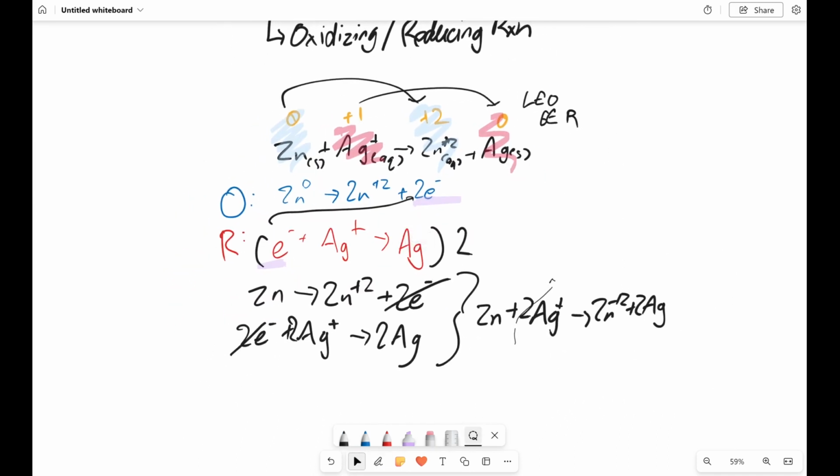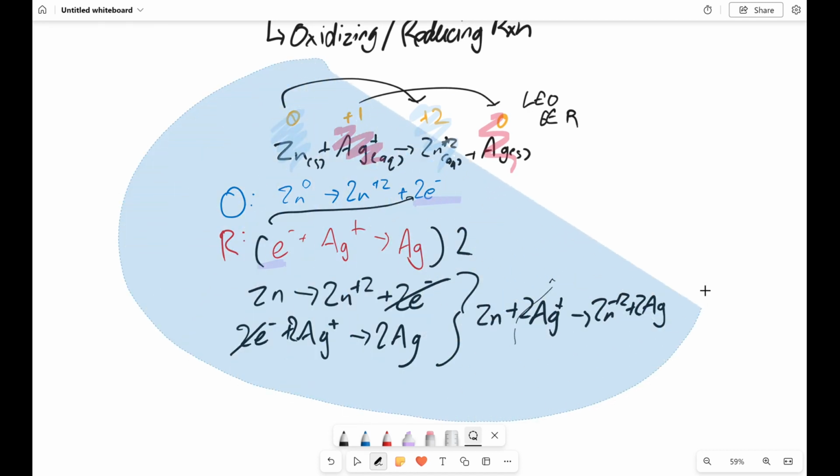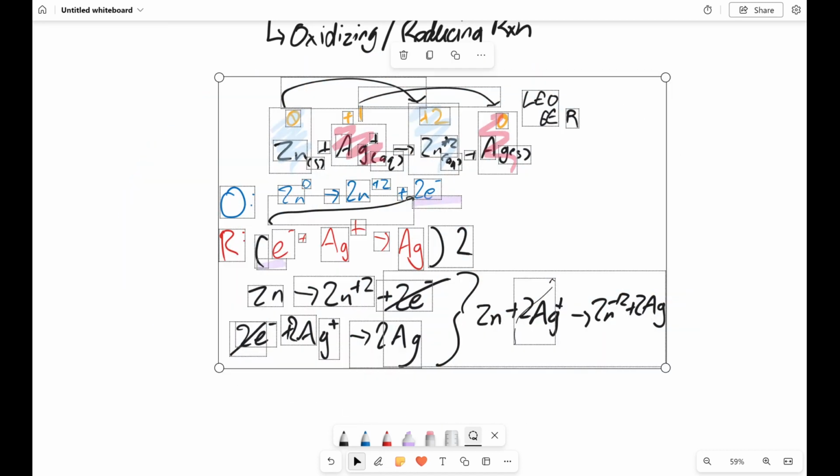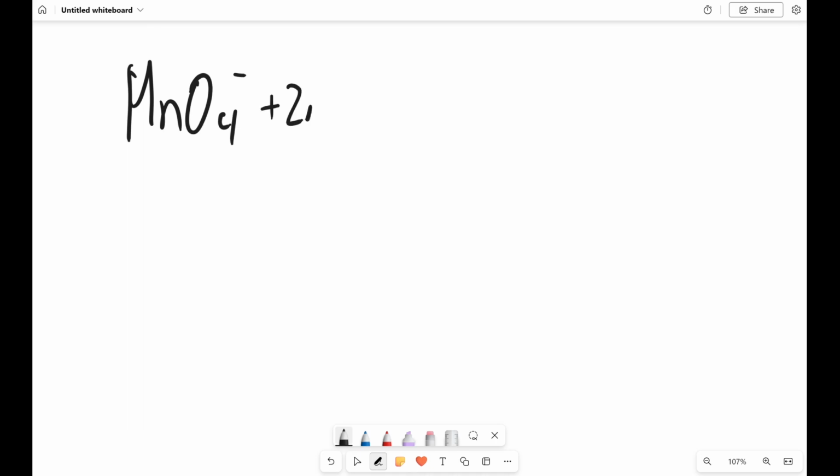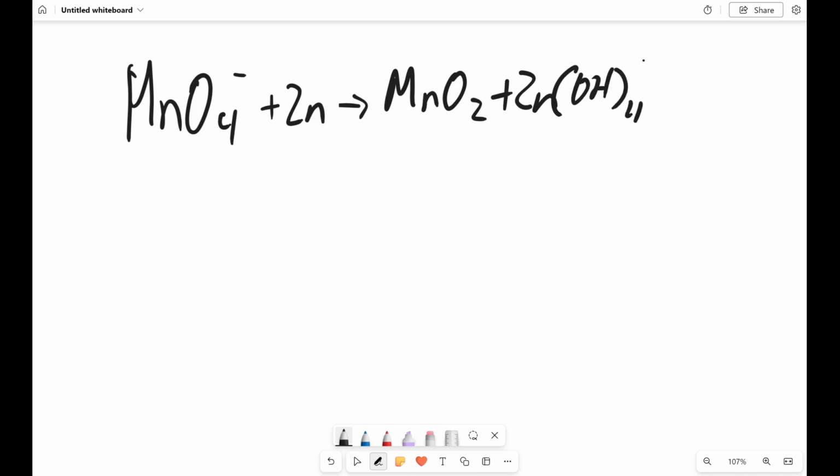Now let's go over the special cases: one in acidic conditions, and I'll do one in basic conditions. These are a little harder, I would say. They definitely trip up more students just because you have a couple more steps to memorize, but once you memorize the steps, it's actually super easy. So let's consider the equation MnO4 minus plus Zn becomes MnO2 plus Zn(OH)4 2 minus.